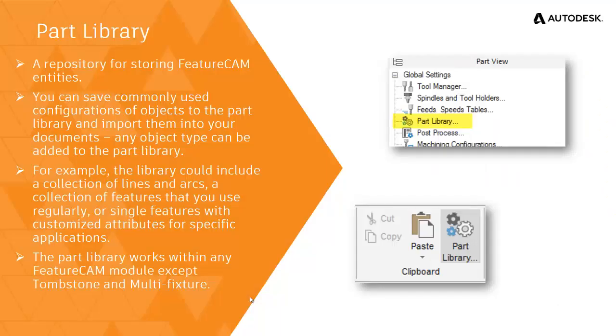So just to recap, what we've done is we've discussed the part library, what it is and how you can use it. You need to be a little bit strategic when it comes to how you store away your features or whatever entity you put into the part library to make them as flexible as possible, but then you can bring them back and reuse them in a variety of ways. And it's going to make your programming a lot more consistent, a lot faster, and even potentially more automatic.